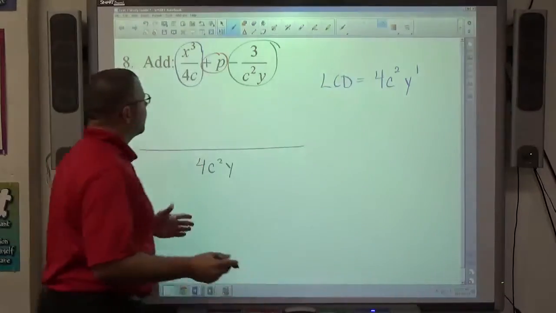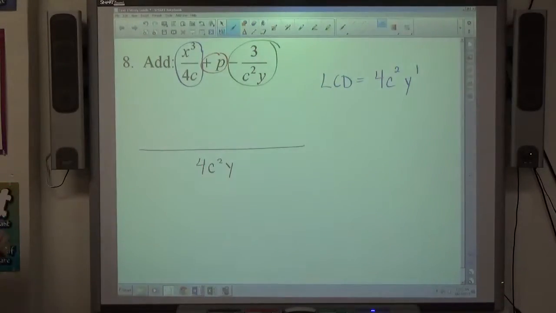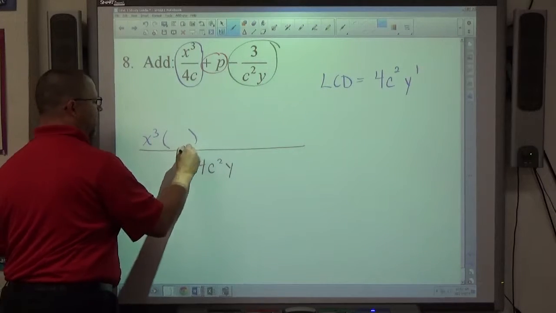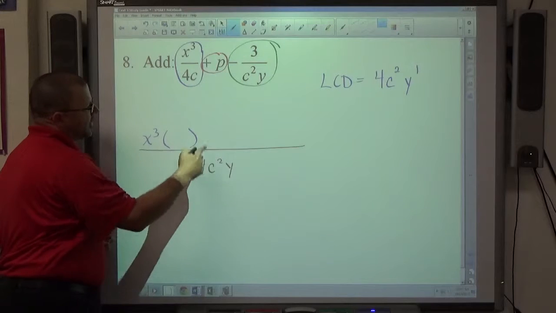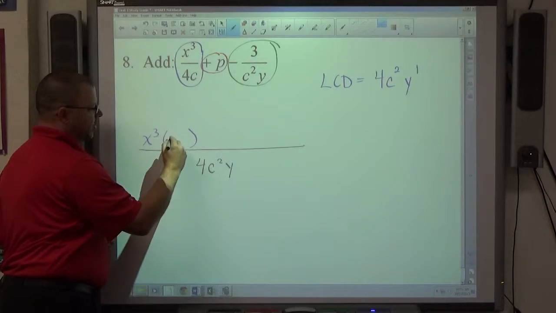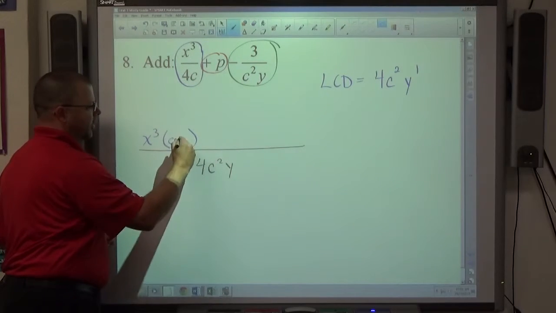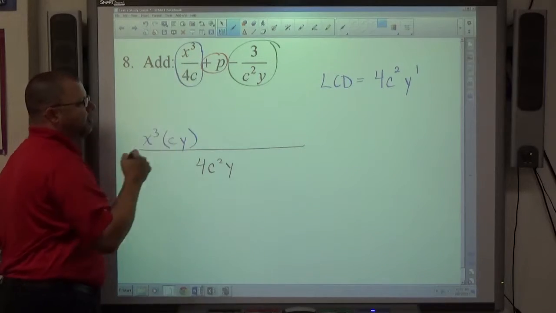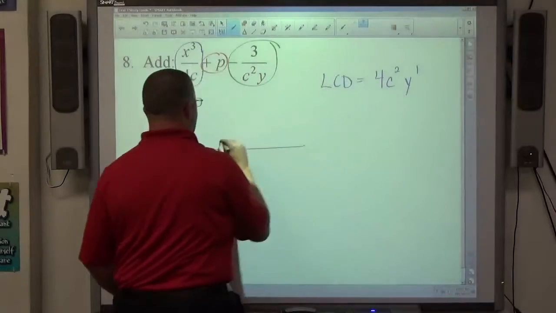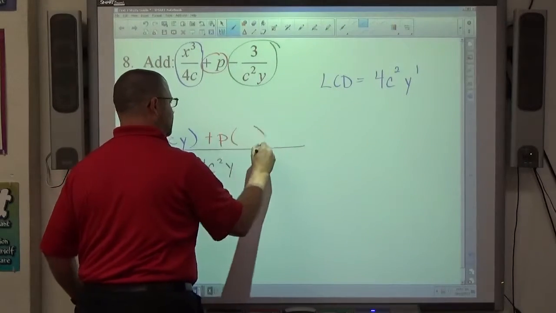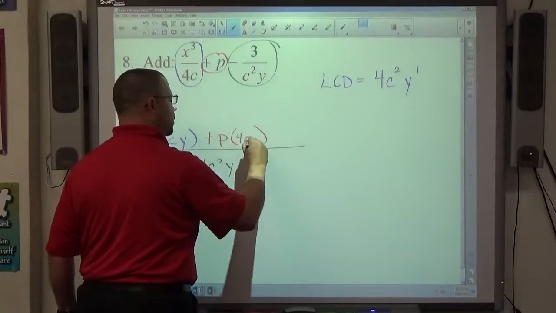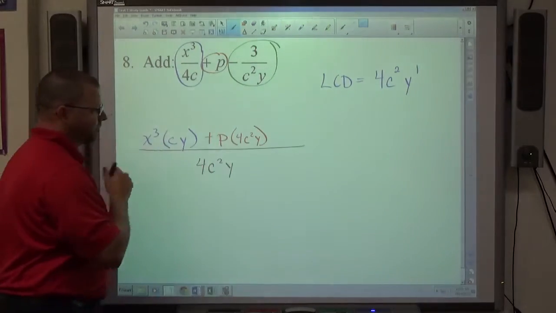Then for each numerator, I've got to modify them the same way I modify the denominator. So the first numerator is x cubed. 4 is already there. C is there, but it's got to be c squared, so there's a c missing. Y is missing, so cy is what's new on the bottom. So cy has to be new on top. Next we have plus p. There's nothing on the bottom, so the entire thing's new, so 4c squared y is necessary.